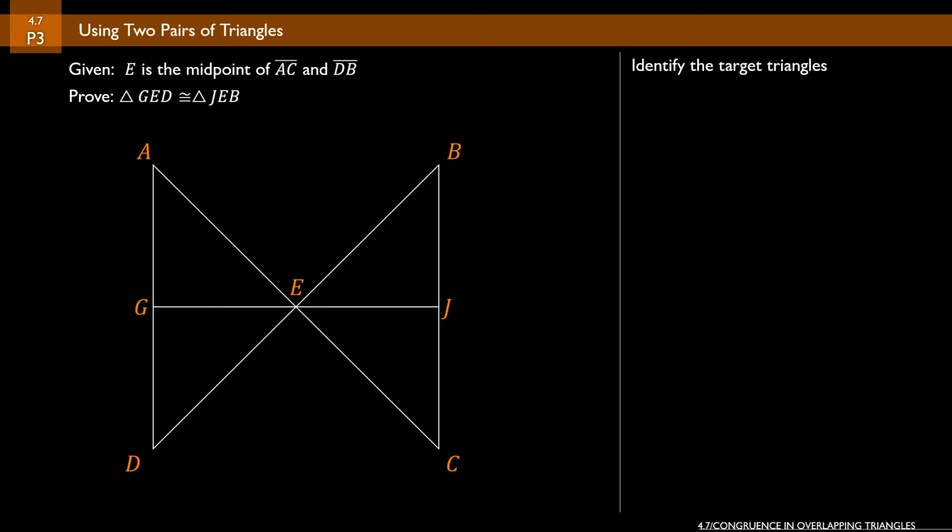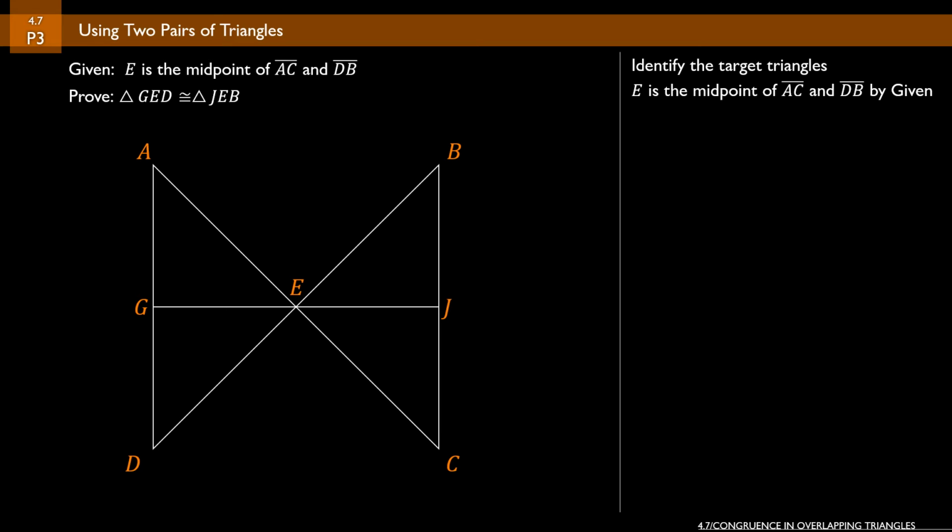The next step is to look at the given information that we've got, and that is that point E is the midpoint of segment AC and segment DB. So we're going to take a look at segment AC, and we know that segment AE has to be congruent to segment EC because E is the midpoint of the entire segment. Then, because E is also the midpoint of segment DB, we know that segment DE has to be congruent to segment EB as well.